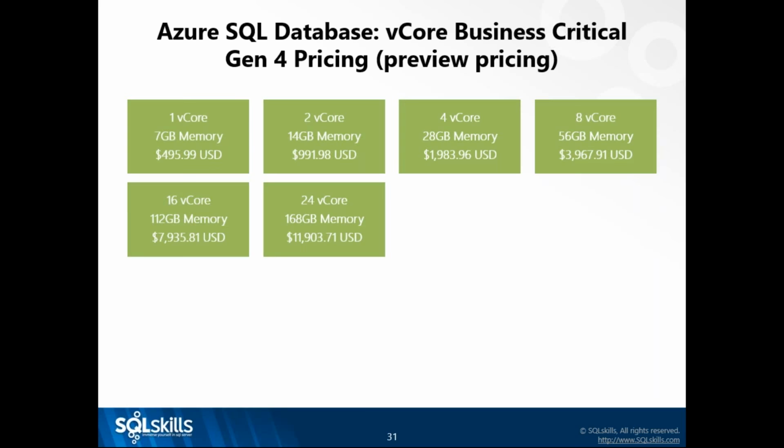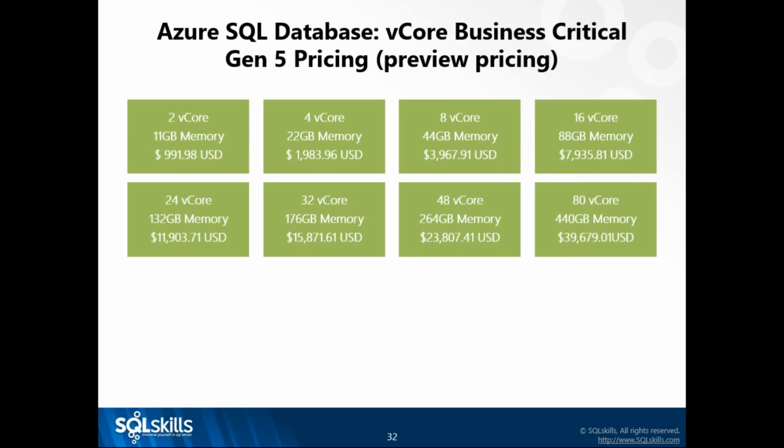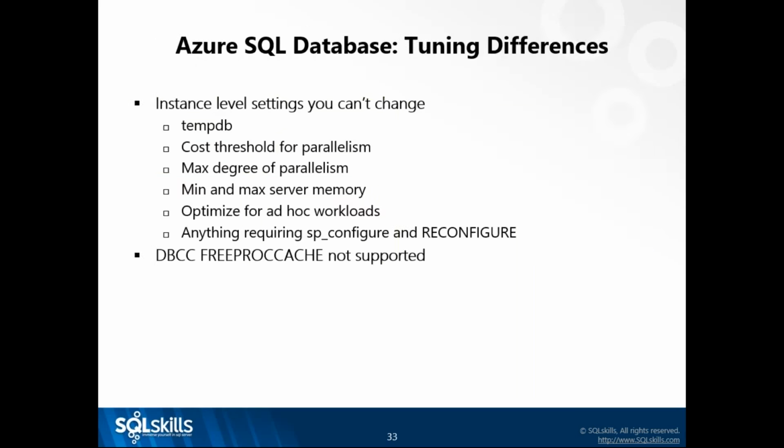You get to your business critical, 1 vCore up to 24 in a Gen 4 pricing. Your Gen 5 gets you up to 80 vCore, 440 gig at almost $40,000 a month. And I can't really foresee anyone running a single database at 80 vCore, 440 gig at that price. But you'll see when we get to the elastic pools, the pricing is the same. So this pool pricing now starts making sense.